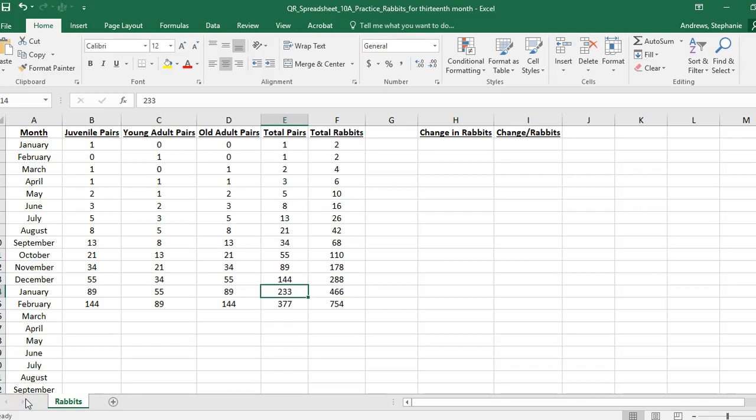So I checked my numbers. I still like my numbers. And, oh, I see. The 13th month is going to be January. Got it. So January through December, that's 12 months. Then the next month is the 13th month. Got it. And so we're going to have 233 pairs, or a total of 466 rabbits.